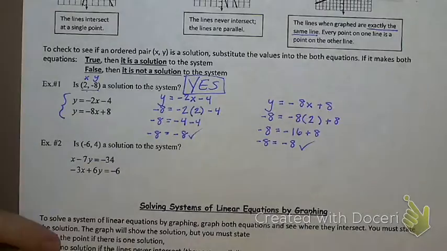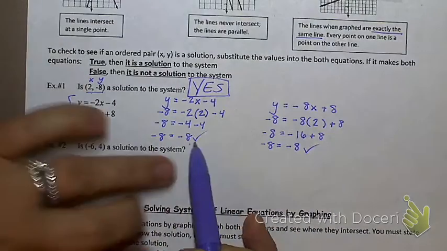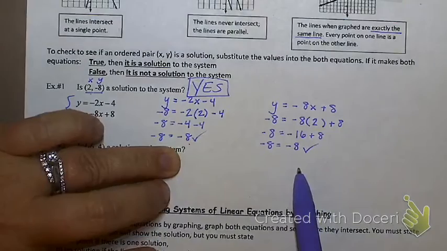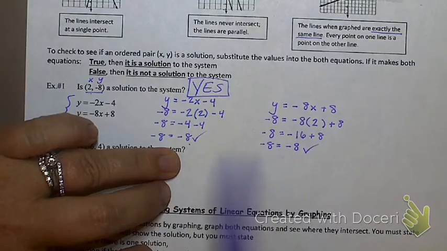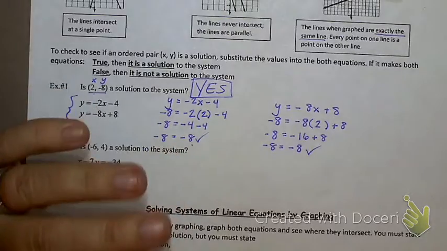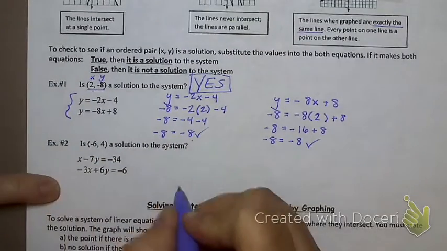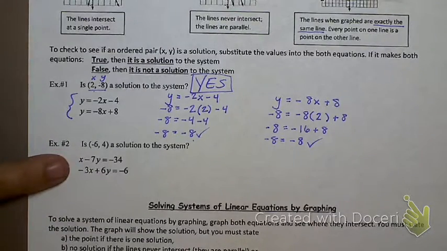Now here's the deal. If I plug it into one equation and it doesn't work, I don't even need to check the other equation. Because the only way it's going to be a yes is if it's true in both places. So as soon as I find somewhere it's not true, that tells me it's not a solution. So I can just stop right there. I don't need to keep going. How do you know if it's not true? I have a feeling we might find out here.